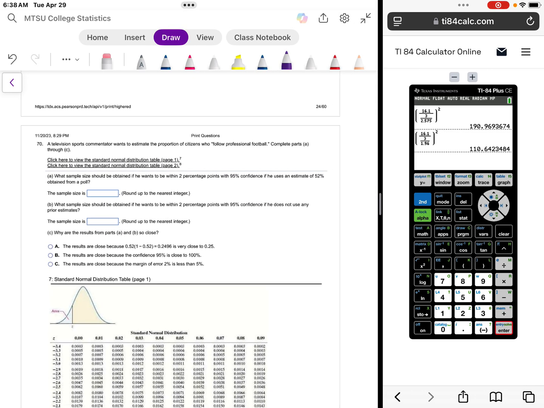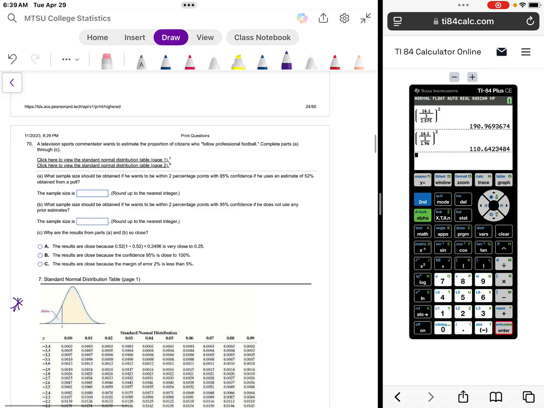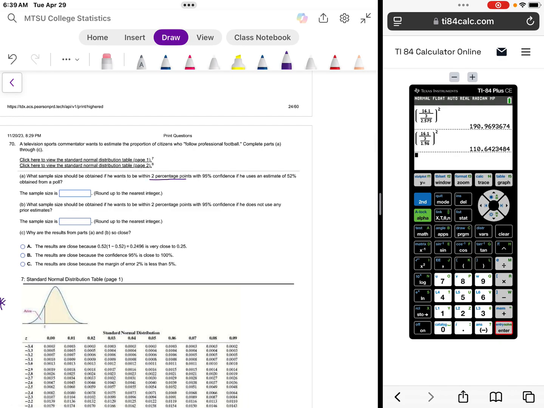Again, they give us a hint here, using the page. There's our page right here if we want to use it. Again, we don't have to. We can use the calculator to do some of this stuff too, and use out the 3 decimal points. A television sport commentator wants to estimate the proportion of citizens who follow professional football. All right. What sample size would be obtained if he wants within 2 percentage points with a 95% confidence interval if he uses an estimate of 52% from a previous poll?